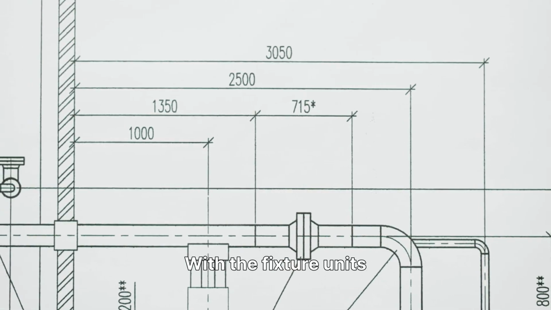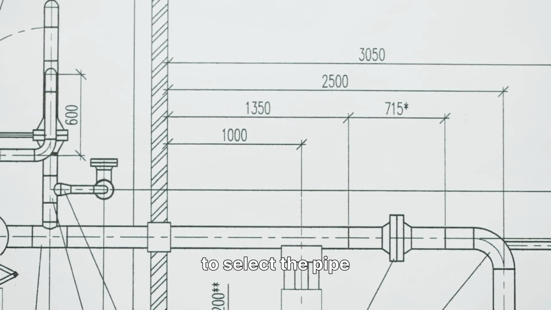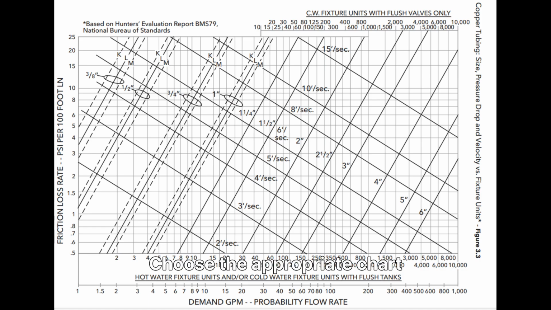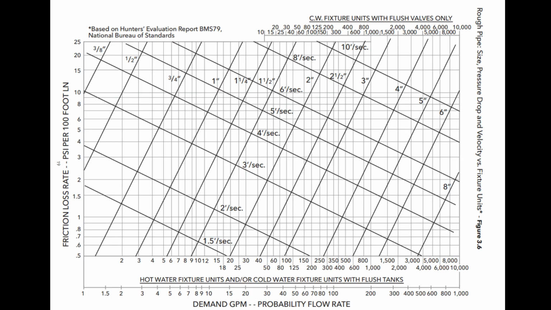With the fixture units and design criteria established, the next step is to select the pipe size. Choose the appropriate chart based on pipe material and internal roughness. For example, figure 3.3 for copper tubing, figure 3.4 for fairly smooth pipe, and figure 3.6 for rough pipe.